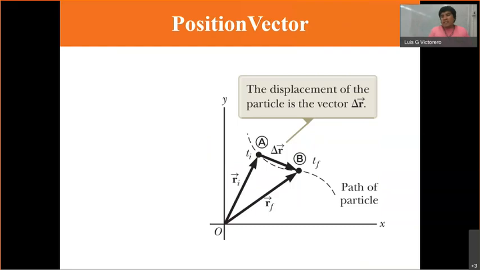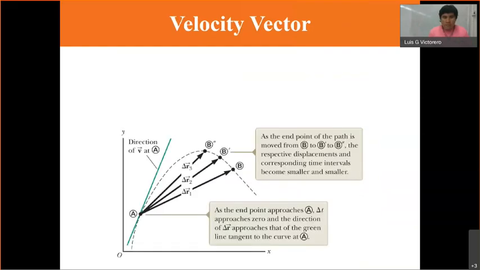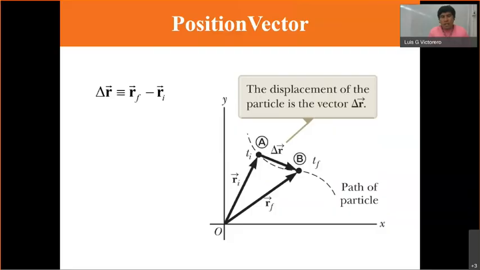So you can have x initial, x final, y initial, y final. So there it is, right? r final minus r initial. And again, r is a vector with two components.